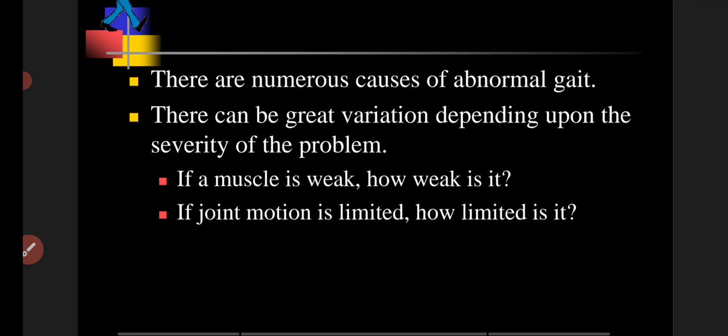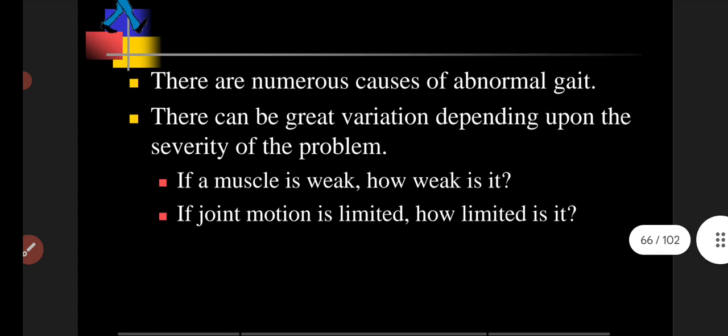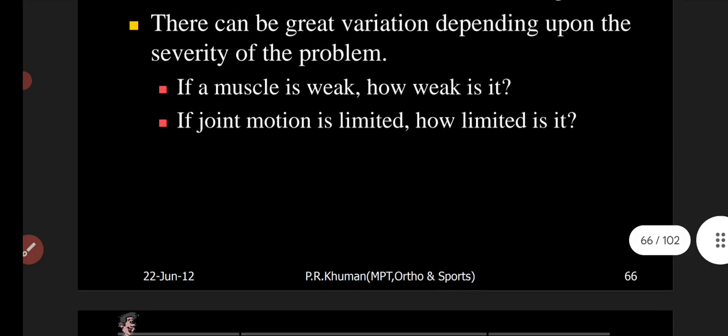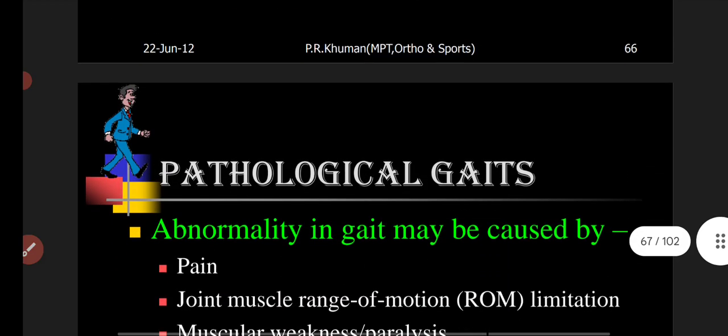There are numerous causes of abnormal gait. There can be great variation depending upon the severity of the problem. It may be due to muscle weakness, or due to joint motion which is limited by any cause. Joint motion means range of motion, which may be limited due to any cause. That is how abnormal gait occurs, and muscle weakness also causes abnormal or pathological gait.